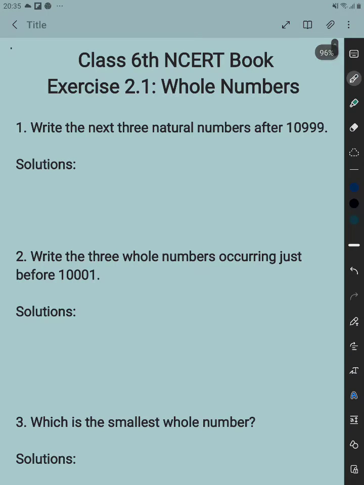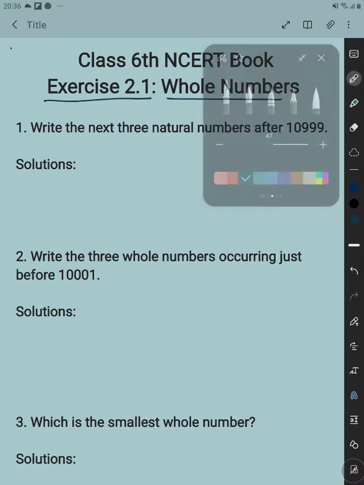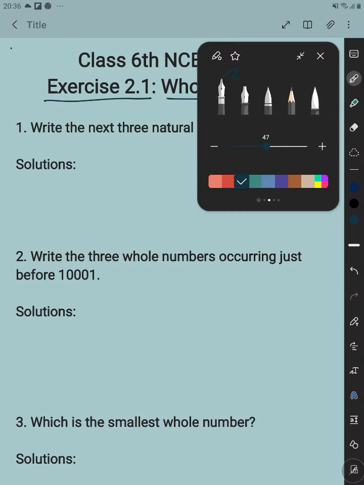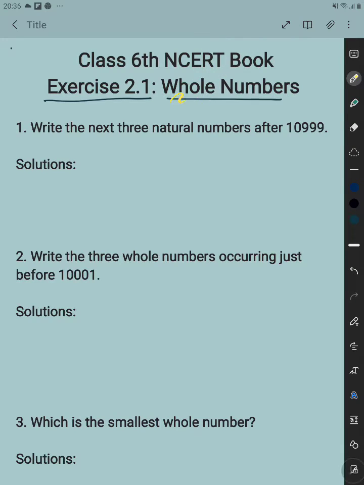So welcome again. Today in this session we will solve the exercise 2.1 of whole numbers. So let's change the color also. Let's choose some bright color. Let's take yellow. Okay. So whole number exercise 2.1. So question number 1 we will solve here.